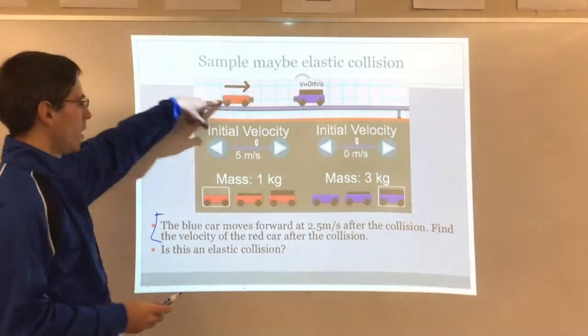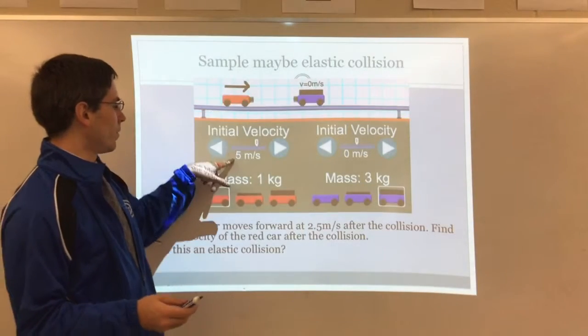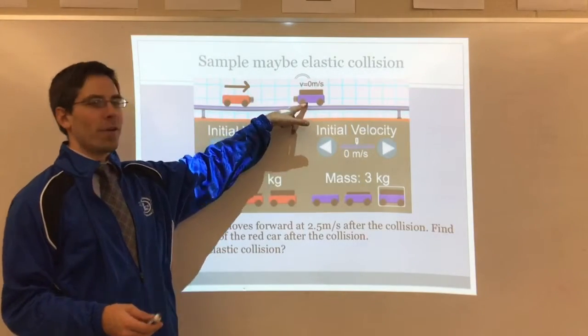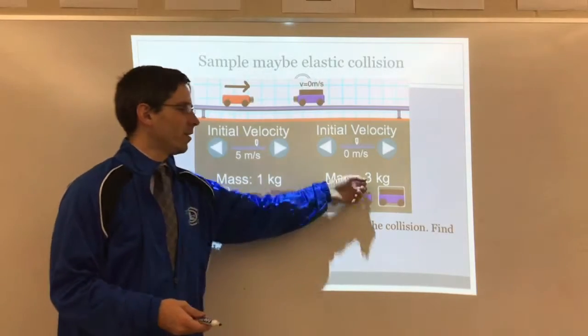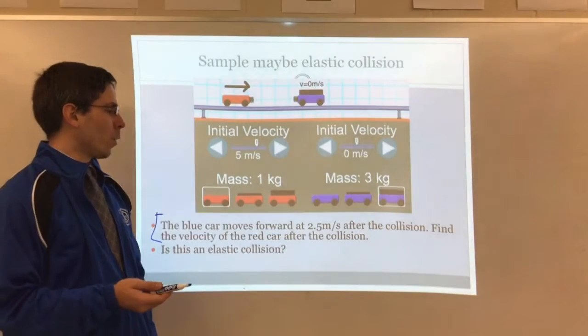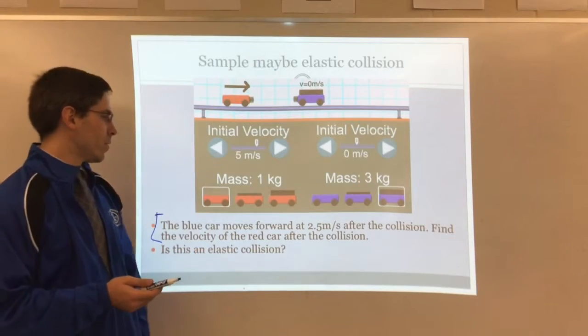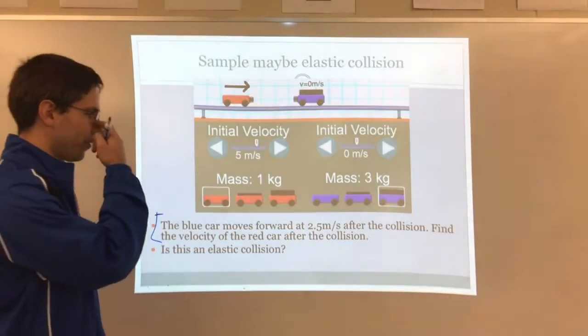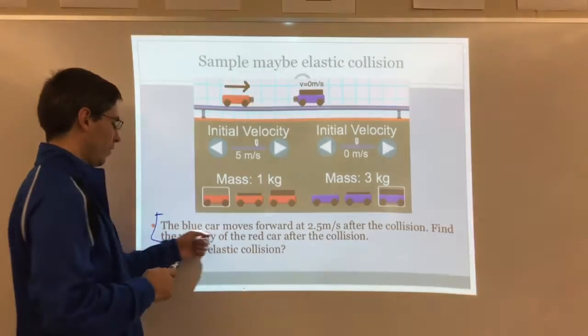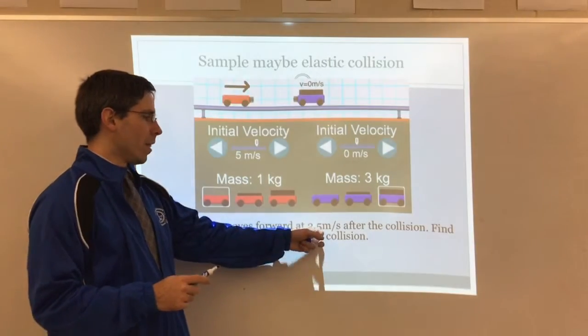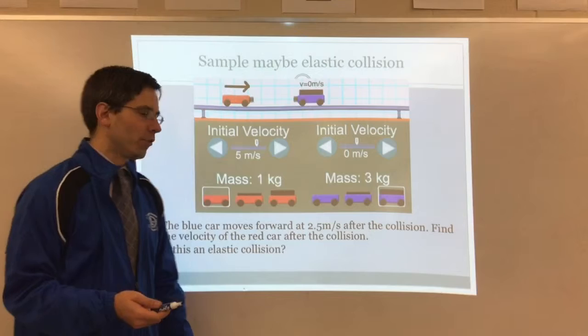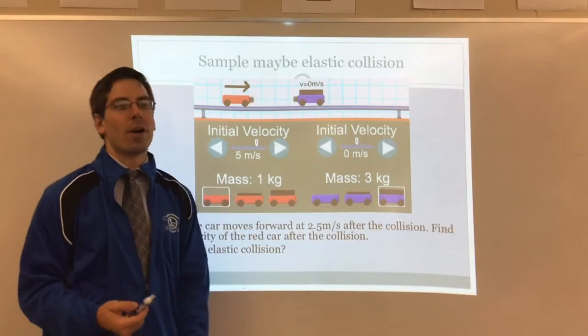All right, so this first part right here, we've got our red car moving, listed at 5 meters per second, and it hits our blue car that is not moving. We have masses for each of them. Based on this, we need to find the velocity of the red car after the collision. It says the blue car moves forward at 2.5 meters per second after the collision. Can we find the velocity of the red car after the collision?